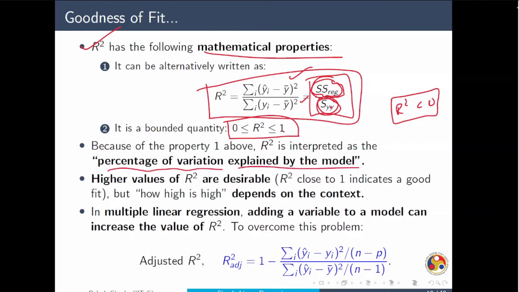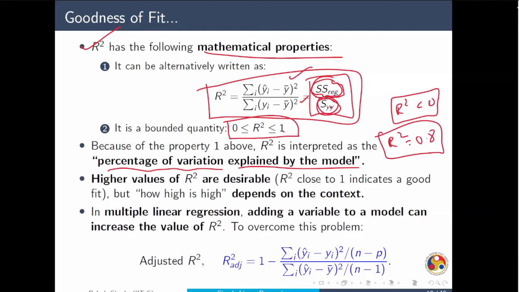Okay, so when you fit the model, if your R square is like 0.8, I can say that 80% of the variability of the model is explained by the regression line, or I should say that 80% of the variability in your outcome variable, that is Y, is explained by the model, or the regression model.